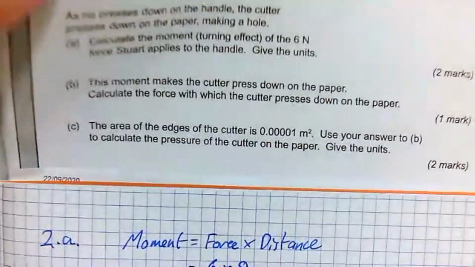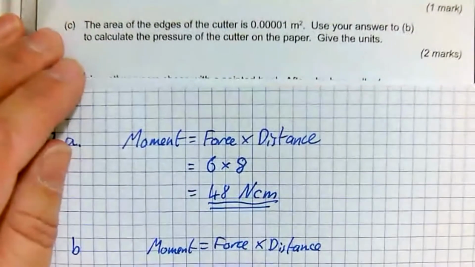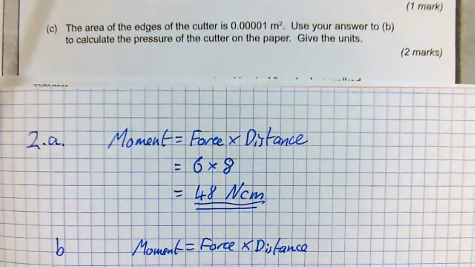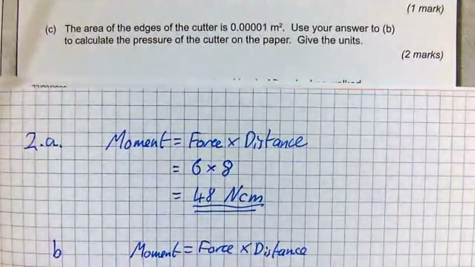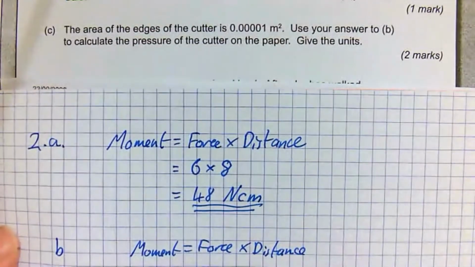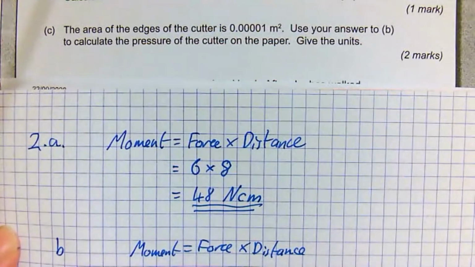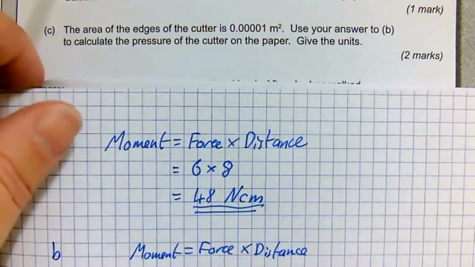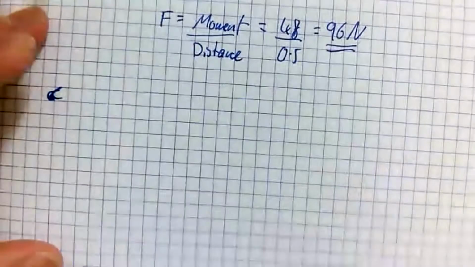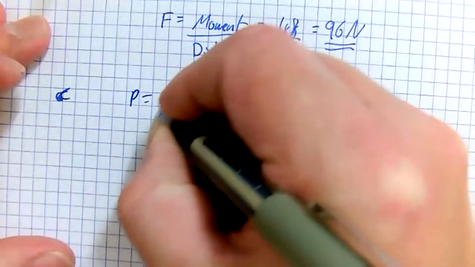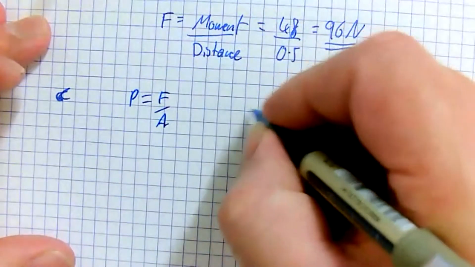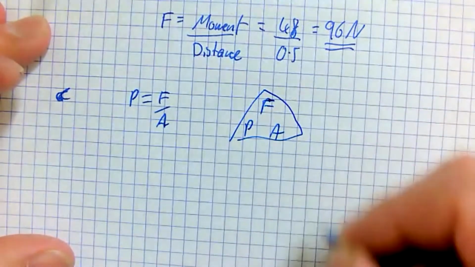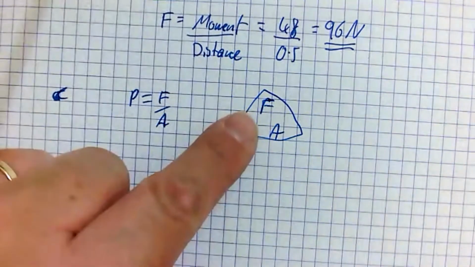Okay, so C is a pressure question. It says the area of the edges of the cutter is 0.00001 square meters. Use your answer to B to calculate the pressure of the cutter on the paper and give the units. So we've got the area there, and for part C, we know that pressure is force over area. You might know it as the triangle. I want to calculate the pressure, so it's force over area.